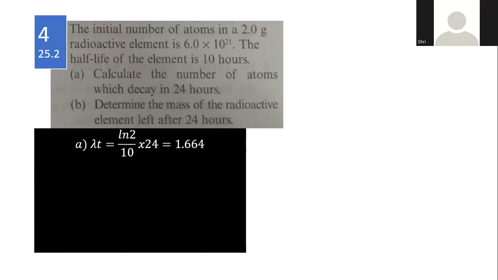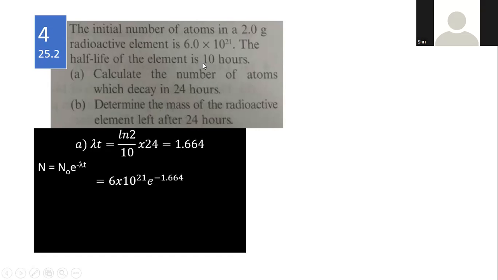Right. Ln n, t half. T half is 10 hours. So I'll calculate the lambda in terms of per hour. Then 24 hours. Then I can use this formula or the other formula, either one.